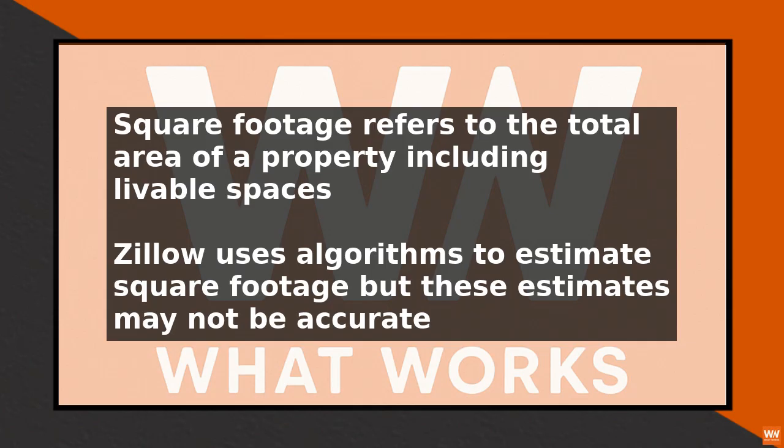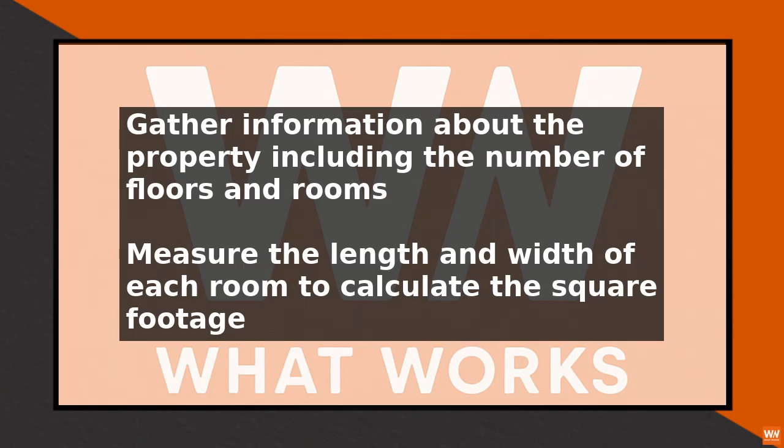First, gather information about the property, including the number of floors, rooms, and outdoor living spaces. Measure the length and width of each room to calculate the square footage. For example, a room that is 12 feet by 12 feet has a square footage of 144 square feet.